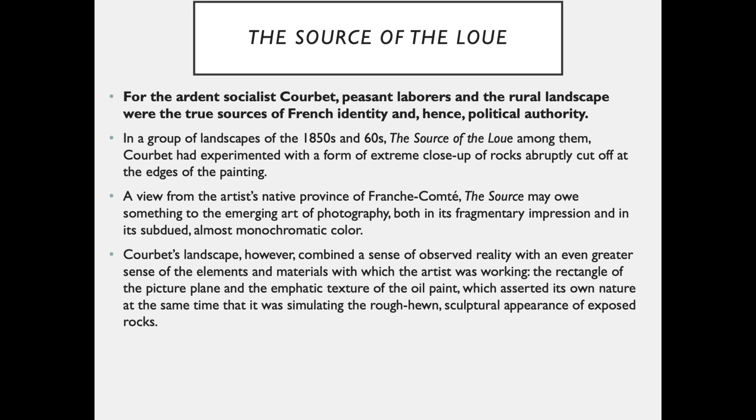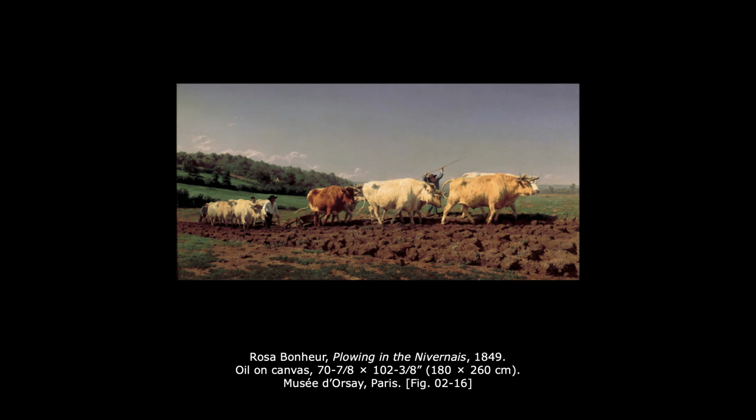With an even greater sense of the elements and materials with which the artist was working. So the rectangle of the picture plane, an emphatic texture of the oil paint. You can see, the paint is very rough, which asserted its own nature at the same time that it was simulating the rough-hewn sculptural appearance of these rocks. All right, and so we're going to move on to our last realist artist.